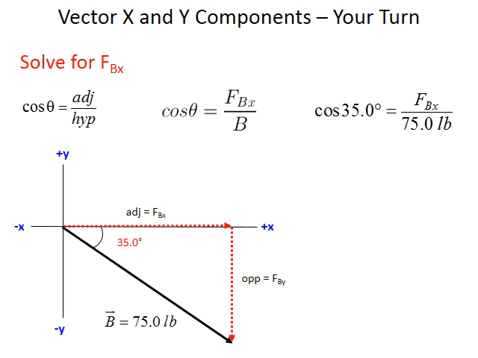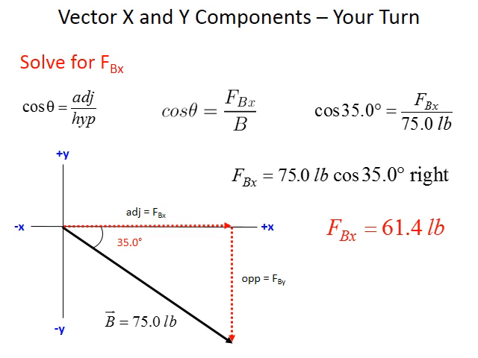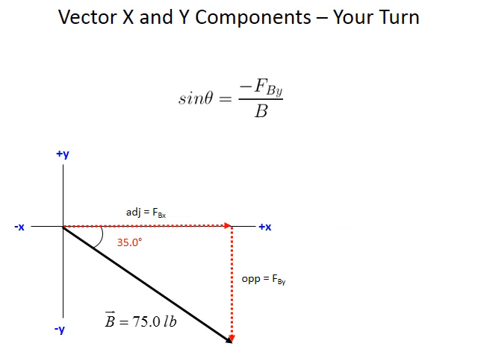So in the same manner, when we plug in our numbers, we get cosine of 35 degrees equals F sub Bx over 75 pounds. It's still pointing to the right, and it's still 61.4 pounds. When we look at y, we have to remember one thing here, that the y component points down, and so we add the negative sign.